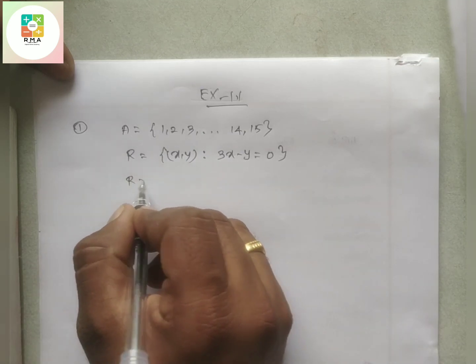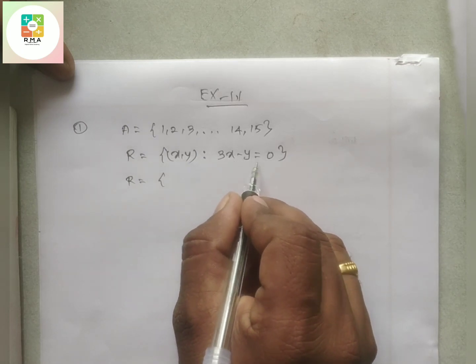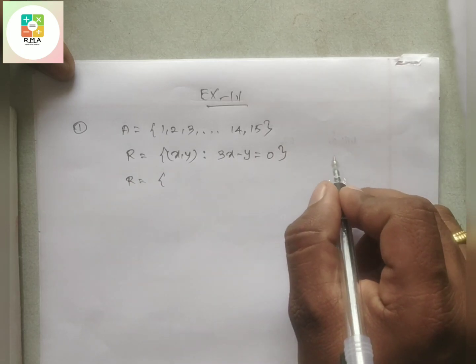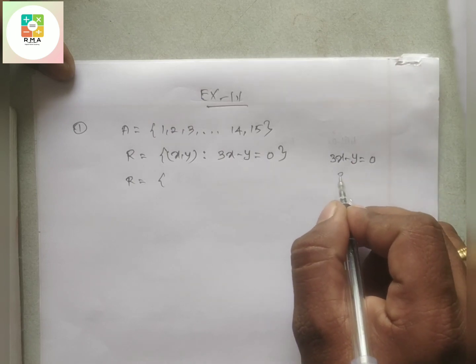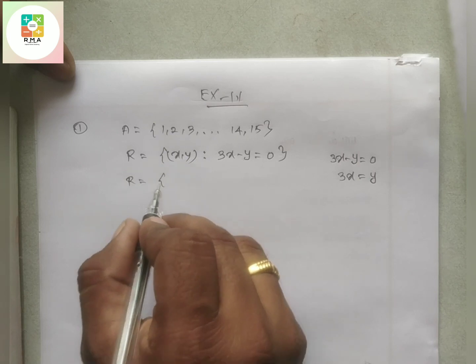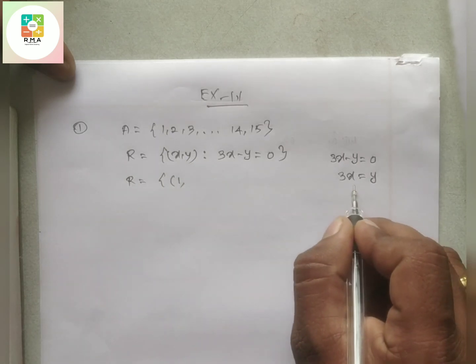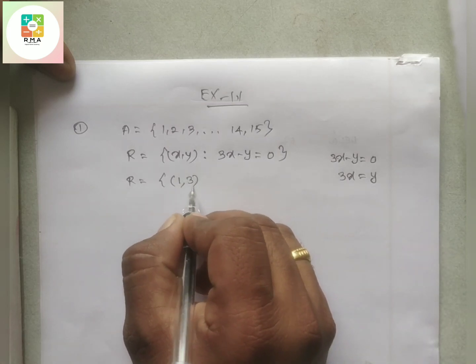So we will write the ordered pairs. How to write the ordered pairs? We have to find the values of x and y that will satisfy this equation. The given equation is 3x minus y equal to 0, that is 3x equal to y. So what values will satisfy the given equation? If I am taking x equal to 1, what is the value of y? y equal to 3. So (1, 3).